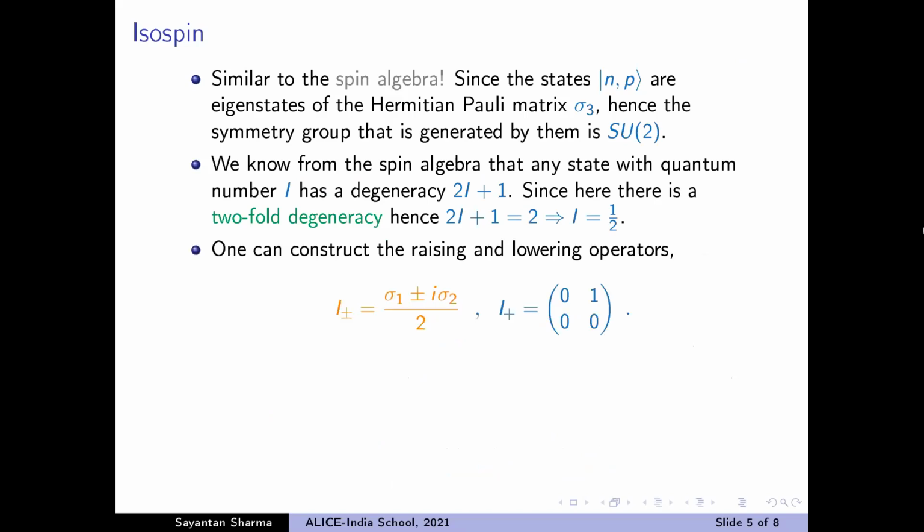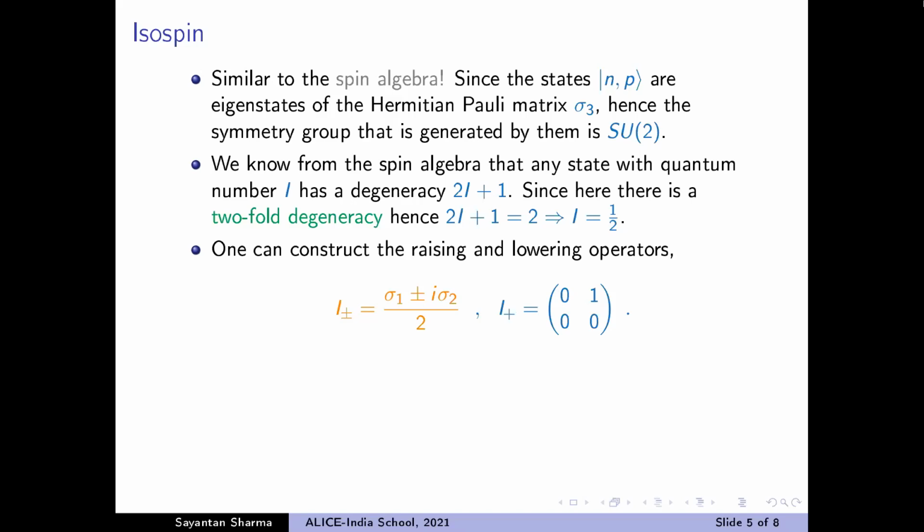Then, if you know how to represent the third component of the isospin in terms of an operator, you can construct the raising and lowering operators. The raising and lowering operators are described in terms of the two sigma matrices, sigma 1 and sigma 2, and defined in this form: I plus minus is sigma 1 plus minus i sigma 2, normalized by 2. You can show that I plus is a 2 by 2 matrix with only a 1 in the off-diagonal component, the top right corner of the matrix. All the other entries are 0. And of course, you can construct the I minus.